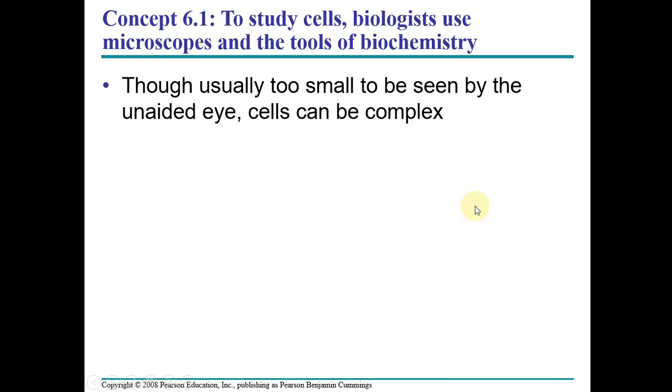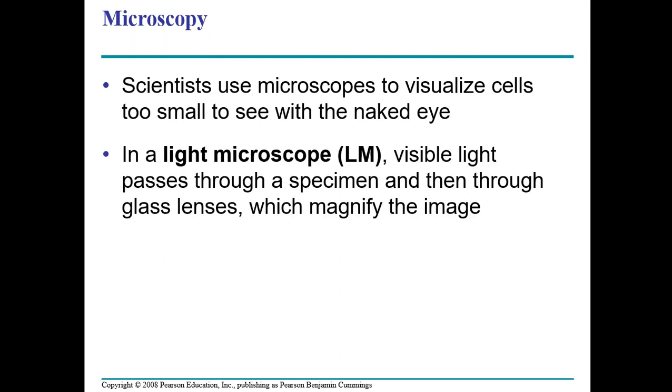Alright, next. Okay, so though usually too small to be seen by the unaided eye, cells can be complex. Complex, especially eukaryotic cells, in a way that they have parts, they have organelles which perform a particular function for a cell to become useful, for a cell to become functional in our body. Okay pa? So, cells can be complex, especially eukaryotic.